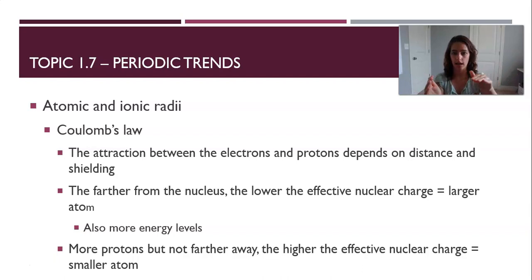So even though you're adding protons and you're adding electrons, you're increasing the effective nuclear charge of the nucleus, but your electrons aren't going any farther away. So your more positive nucleus is going to pull tighter on your negatives and pull them in closer. The farther you get from the nucleus, so as you go down a column on the periodic table, you're adding energy levels, okay? Since you're adding energy levels, those outside electrons are getting farther and farther away from the nucleus. You have a lower effective nuclear charge, therefore you have a larger atom.